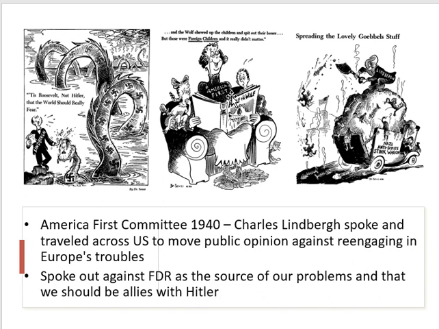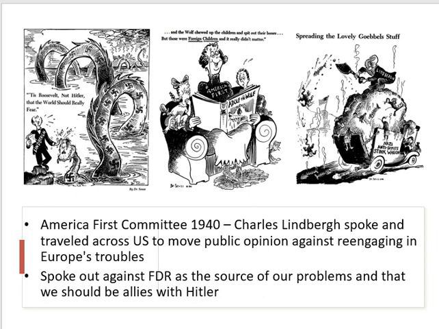All right, our next cartoon here. Again, the lady is labeled America First, so she's the America First Committee, and she's reading a story, Adolf the Wolf, to these two little kids. And the caption says that the wolf chewed up the children and spit out their bones, but those are foreign children and it really didn't matter. So again, this America First Committee has some of these very extreme views that America should always put themselves first beyond anyone else, even if there's bad things happening around the world. So it's obviously a controversial topic.